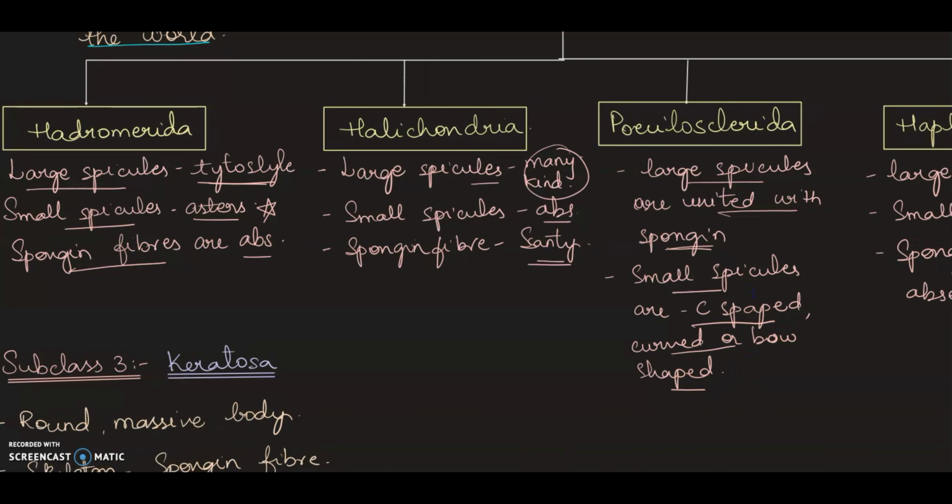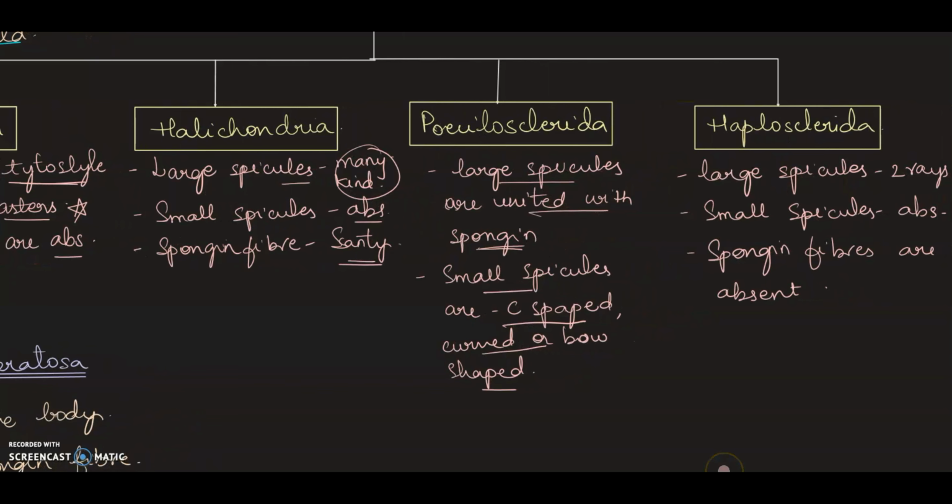Now talking about the last order of this subclass, Haplosclerida, large size spicules are present with 2 rays. Small size spicules are absent. Spongin fibers are also absent.